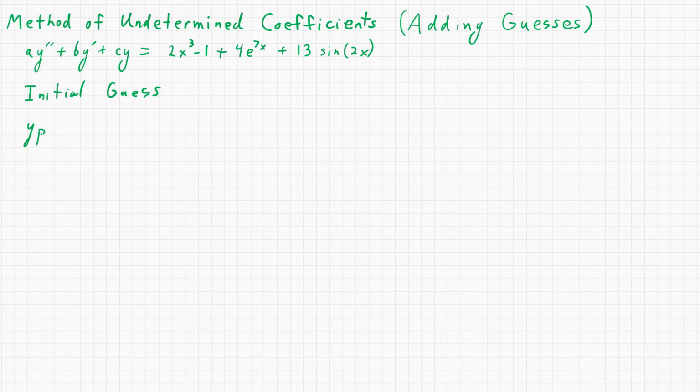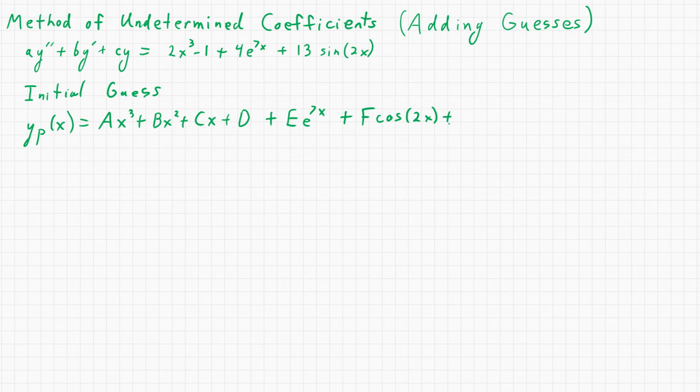would be y particular of x equals, well, this is a third degree polynomial. We're going to guess a third degree polynomial. So ax cubed plus b x squared plus cx plus d. And then we have an exponential here. We're going to guess an exponential. So plus capital E, then to little e to the 7x. And then we also have a trig function. So then we'd also guess plus capital F cosine of 2x plus another constant, we're going to use g, sine 2x.